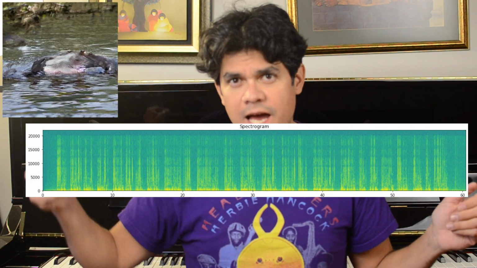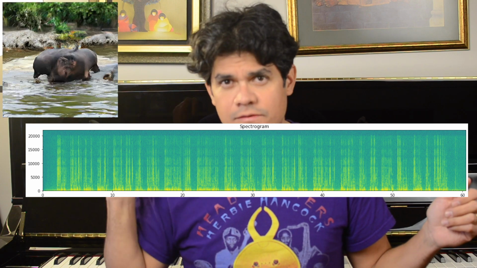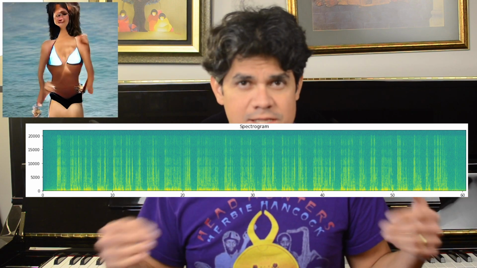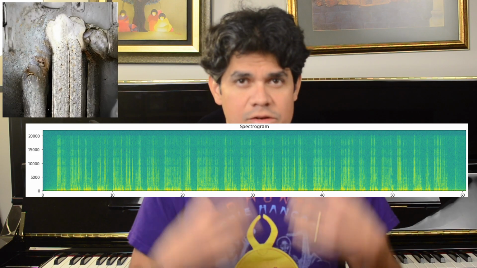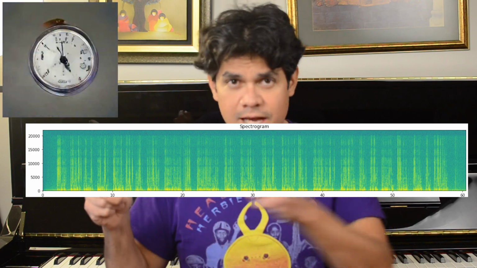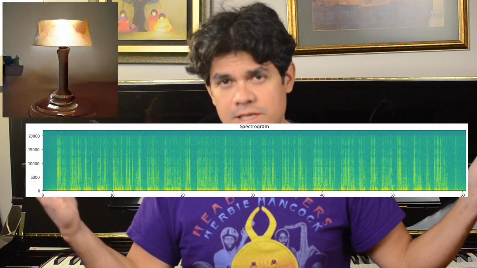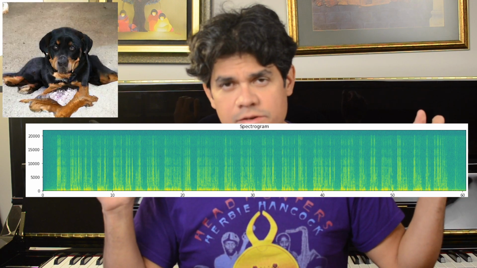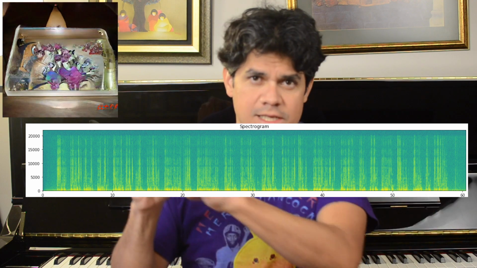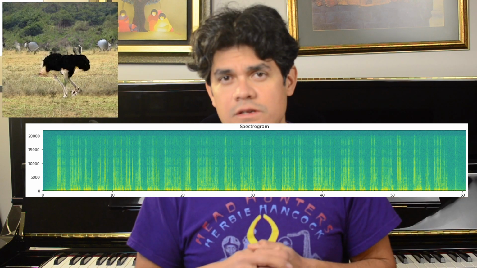On the rows, we have the frequencies of sound. So these are the different frequencies that you hear, and the combination of these frequencies is what produces the sound that your ears process. And on the x-axis, we have the timeline. So this is as the sound progresses throughout time. So we end up with this two-dimensional matrix where the rows are the frequencies and the columns are the times.